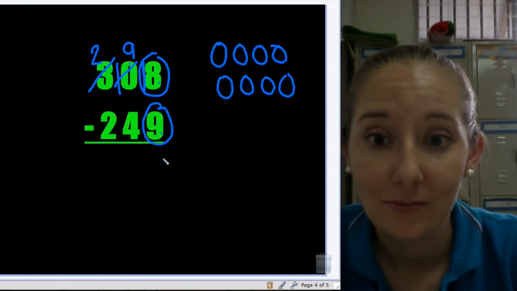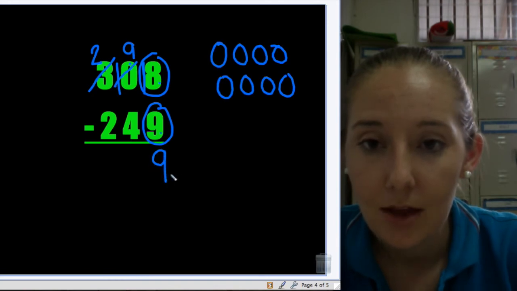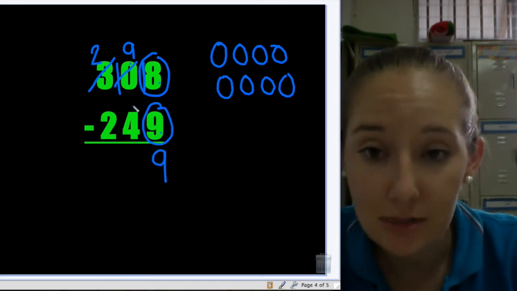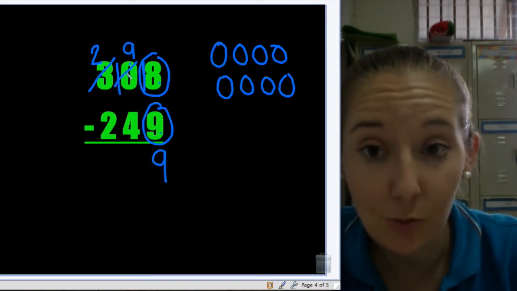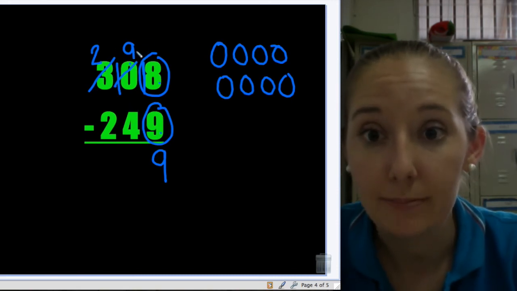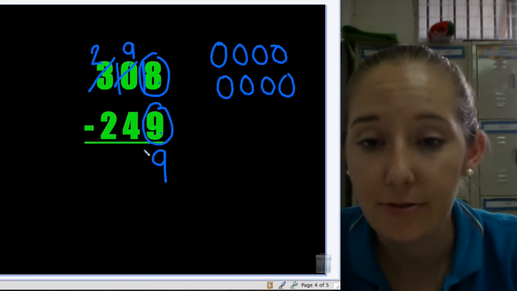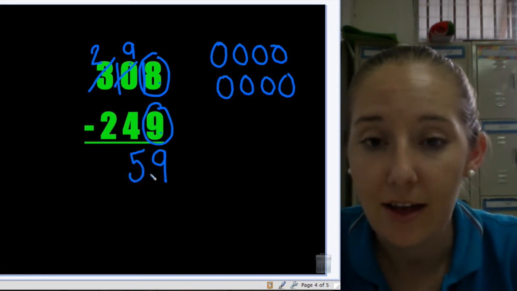Yeah, you're right, it's 9. So we just write a 9 right there. Now we go to the next one. It's no longer 0 minus 4, and it's not 10 minus 4 either. It is 9 minus 4 because we borrowed before, okay? So what's 9 minus 4? Yep, you're right, it's 5. So we're going to write our 5 there.